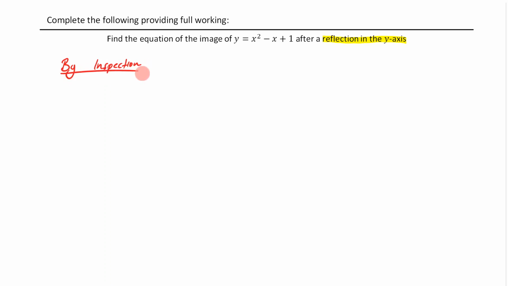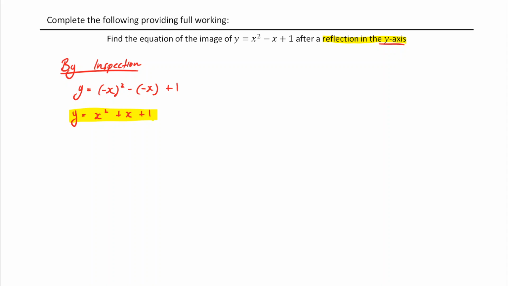First thing we need to keep an eye out for is the fact that we're reflecting in the y-axis. That means I'm going to replace each of my x's with negative x. So in the x spot, I put a negative x. In the x spot, I put a negative x. And then plus 1. So that means I'm going to get x squared plus x plus 1. That right there is going to be my answer. So you can see the benefit of doing it by inspection. It's just a really quick way of getting your answer.